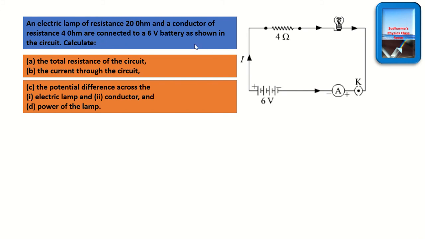a 6 volt battery as shown in the circuit. Calculate the total resistance of the circuit, the current through the circuit, the potential difference across the electric lamp and the conductor, and power of the lamp.